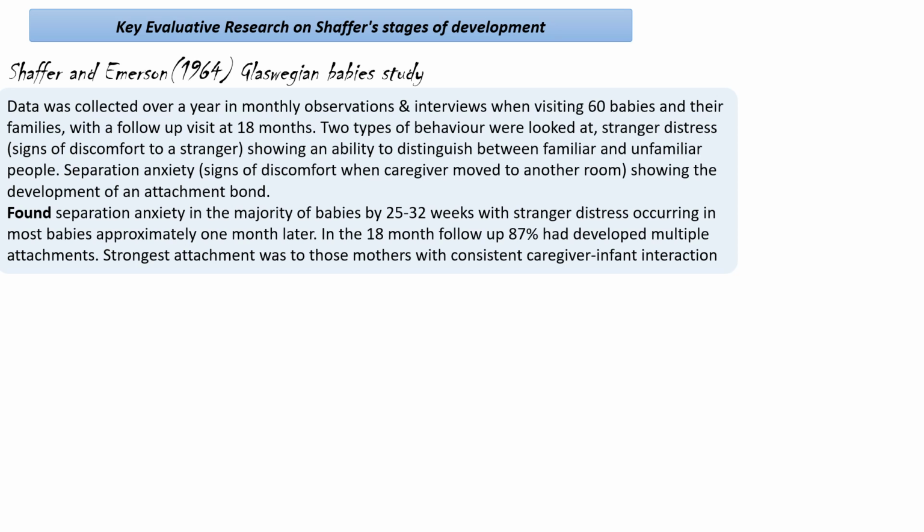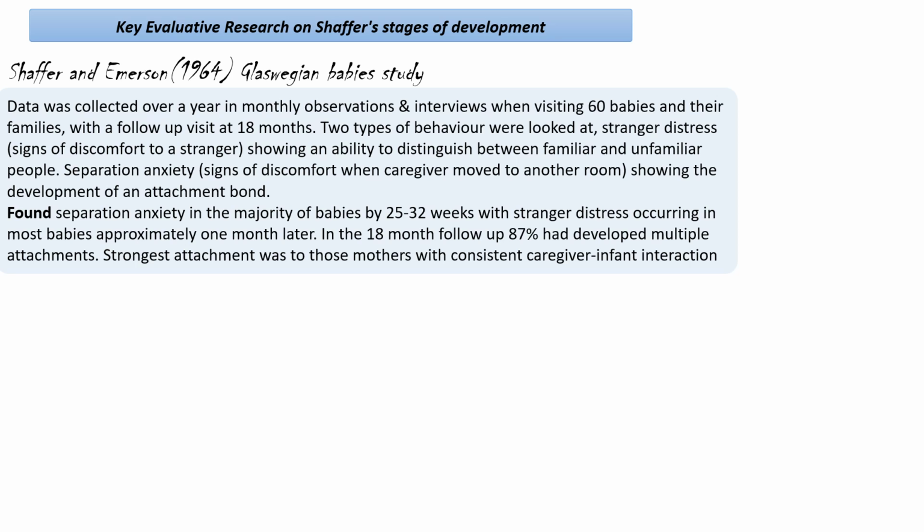Stranger distress is when there's signs of discomfort to a new person, to a stranger. So what this shows is an ability to tell the difference between familiar and unfamiliar people. Separation anxiety is a showing of discomfort when the caregiver goes to a different room. This shows the development of an attachment bond.